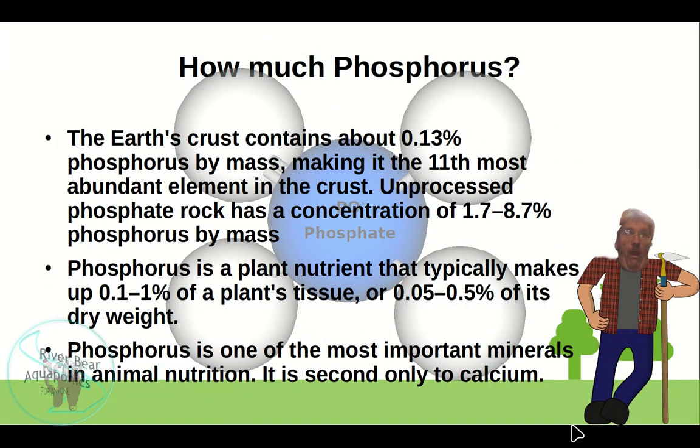The Earth's crust contains about 0.13% phosphorus by mass, making it the 11th most abundant element in the crust. Unprocessed phosphate rock has a concentration of 1.7 to 8.7% phosphorus by mass. Phosphorus is a plant nutrient that typically makes up about 0.1 to 1% of the plant's tissue, or 0.05 to 0.5% of its total dry weight. Phosphorus is one of the most important minerals in animal nutrition, second only to calcium.